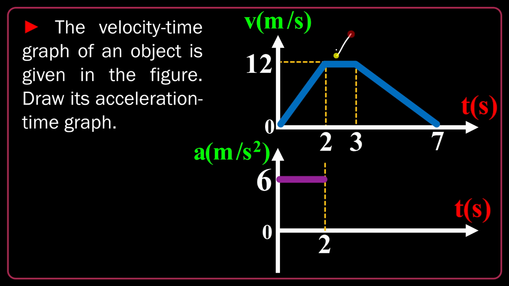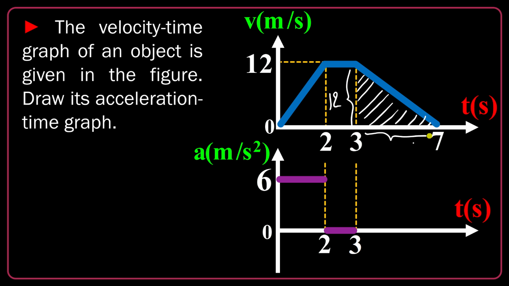From 2 to 3, there is no slope because the line is horizontal. So acceleration is 0. I draw a horizontal line on the t-axis with no value because the acceleration is 0. The last part is different. It's a descending line. So I establish a triangle again. Vertical is 12 and horizontal is 7 minus 3, which is 4. So it's going to be 12 over 4.